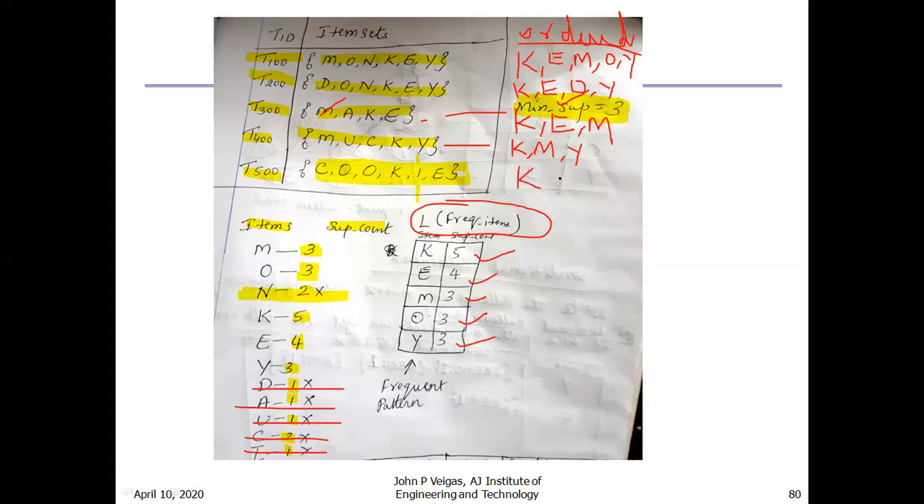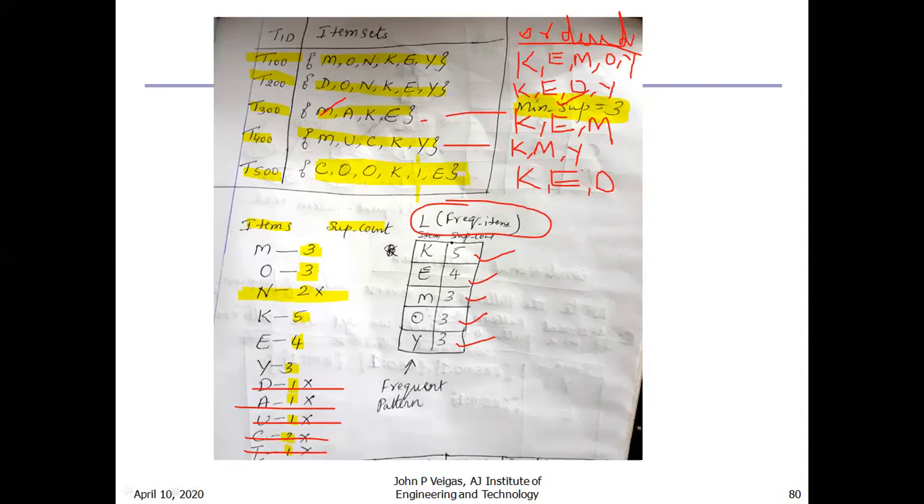Next, is E present? Yes, E is present. Next, is O present? Yes, O is present. M is not present, Y is not present. I hope you have written these ordered item sets. In front of the item sets only, write this: K-E-M-O-Y, K-E-O-Y, K-E-M, K-M-Y, K-E-O. I hope you have written.